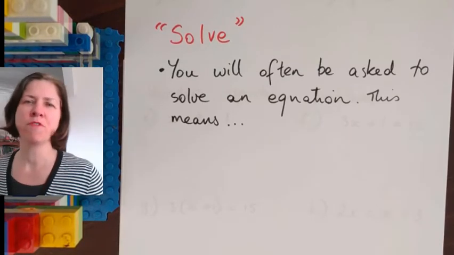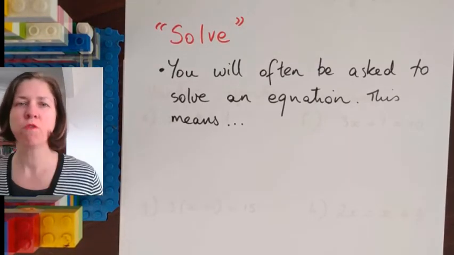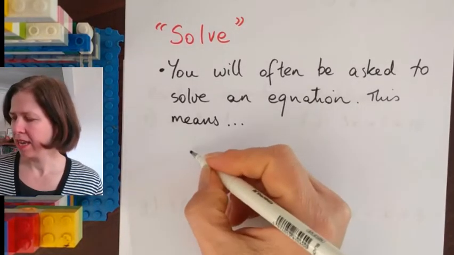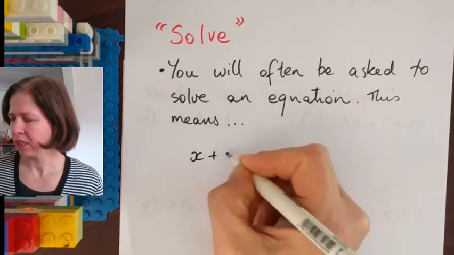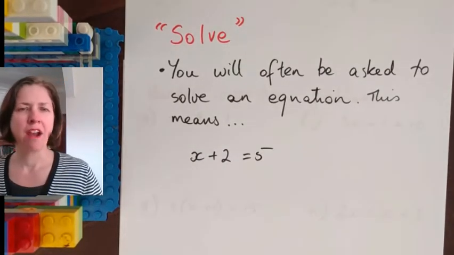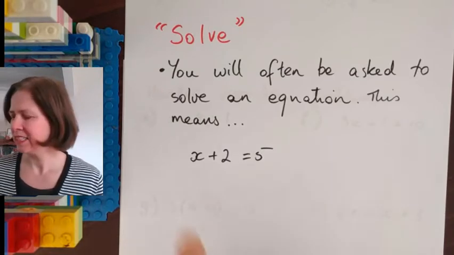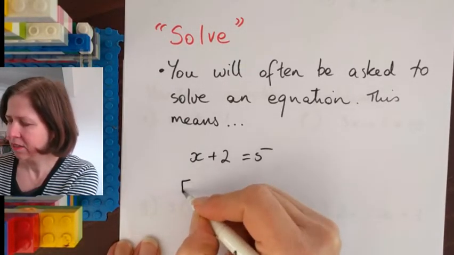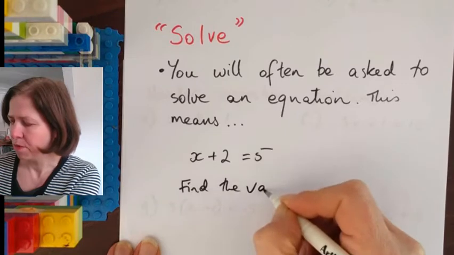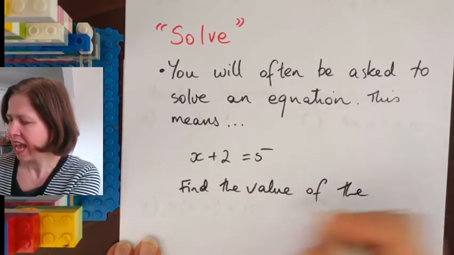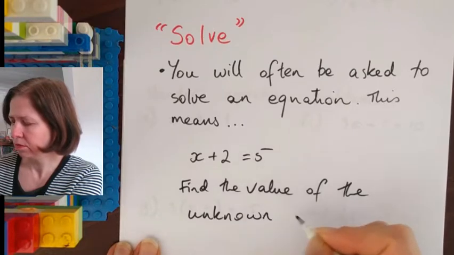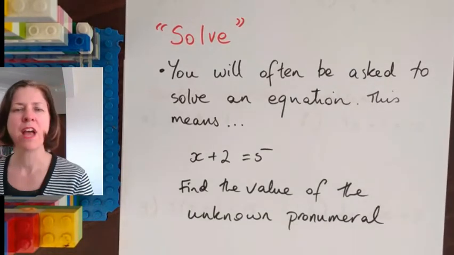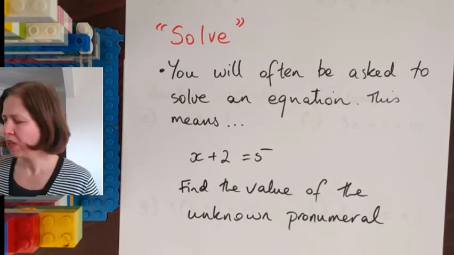So one of the things that you'll often be asked to do with an equation is to solve the equation. So what exactly does that mean? Here's an example. If I am given the equation x plus 2 equals 5 and I'm asked to solve it, then what it means is I need to find out the value of the missing variable, or let's call it the unknown variable. We'll call it pronumeral. Find the value of the unknown pronumeral. So we're looking for x, in other words.